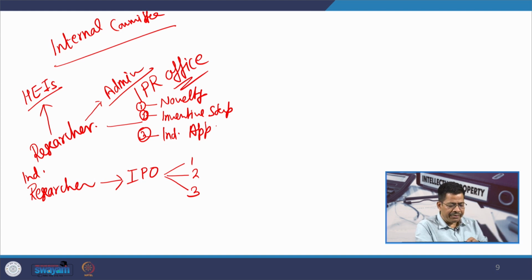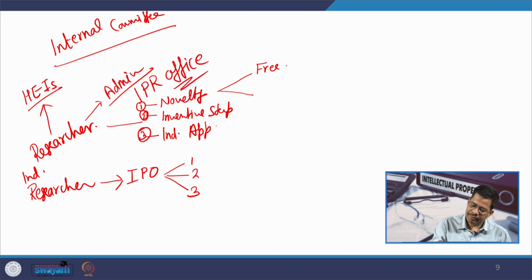So, this is the first important thing in this patent filing, that you need to check novelty, inventive step and industrial application. Now, the strategy here is how I am checking the novelty. There may be some free databases and there are paid databases.